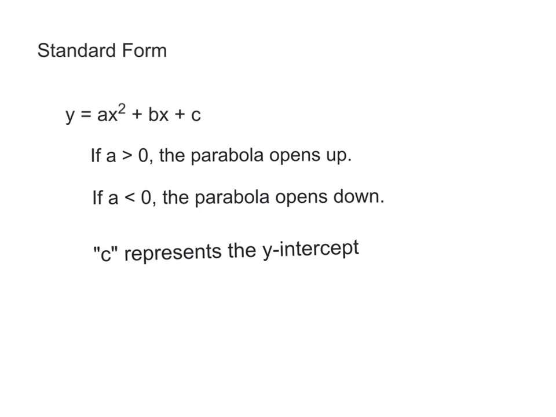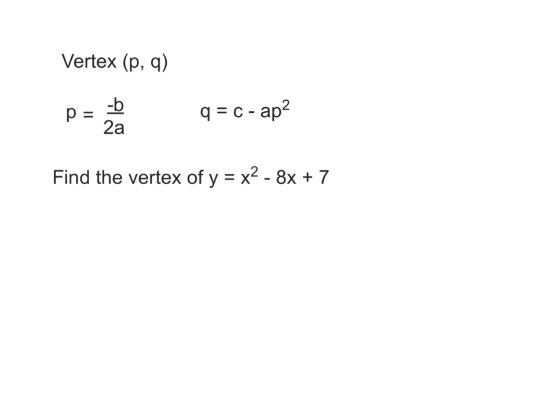But I have one more thing here to show you, which is in your textbook, so I included it here, but it's actually not something that I ever use. You can find the vertex from standard form, and this is how you do it. The p value of the vertex is negative b divided by 2a, and the q value is c minus ap squared. You don't have to use that because I'm also going to show you how to take an equation in standard form, switch it into vertex form, and then you'll know the vertex. But some people like to do this, so it's up to you. But we're going to do one example of it anyway.